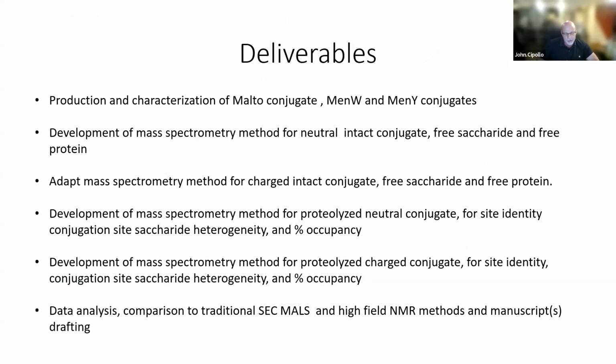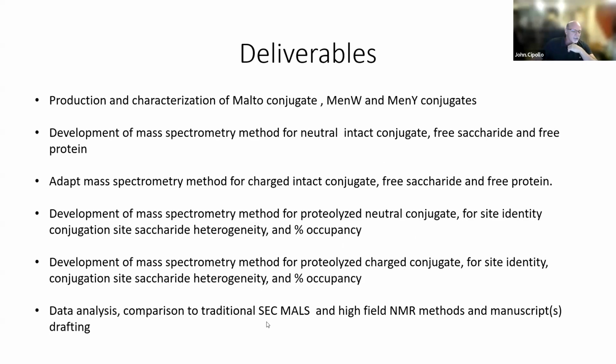So we'll characterize several of these conjugates initially, developing methods for neutral intact conjugate, free saccharide, and free protein. Adapt mass spectrometry methodology for charged intact conjugate, free saccharide, and protein. Develop mass spectrometry methods for proteolyzed neutral conjugate for site identity and conjugation site heterogeneity and occupancy. And develop mass spectrometry methods for proteolyzed charged conjugate for identity, conjugate site, saccharide heterogeneity, and percent occupancy.